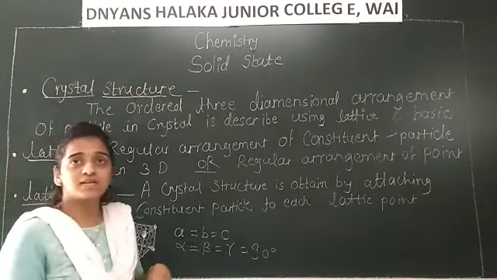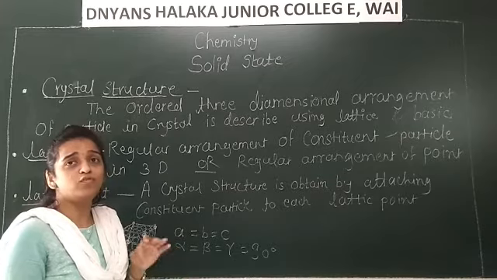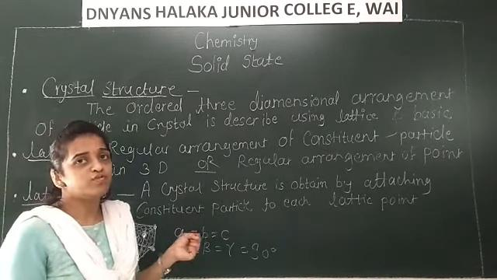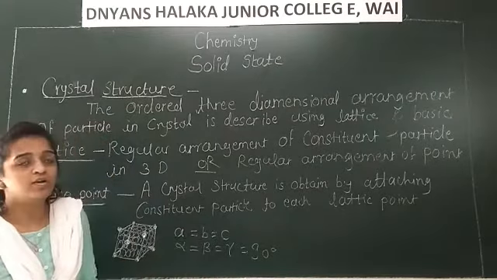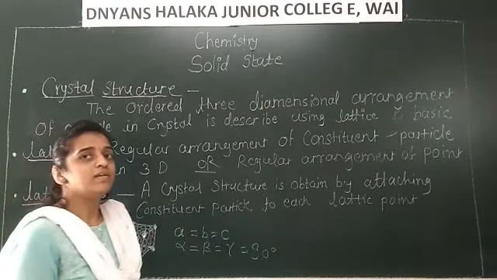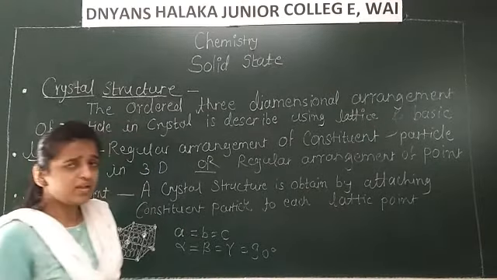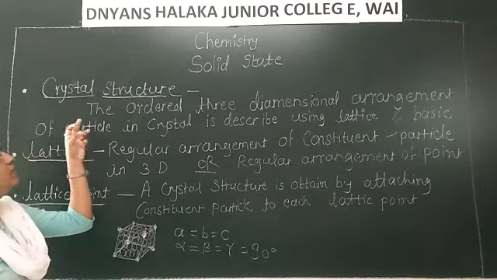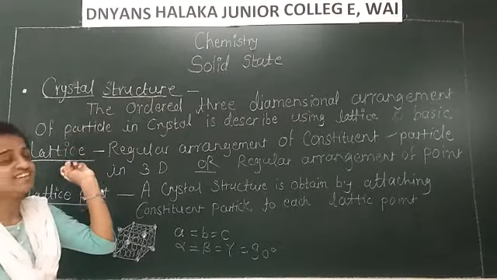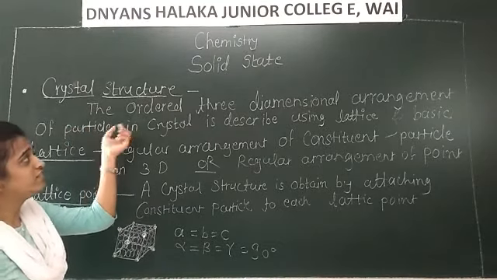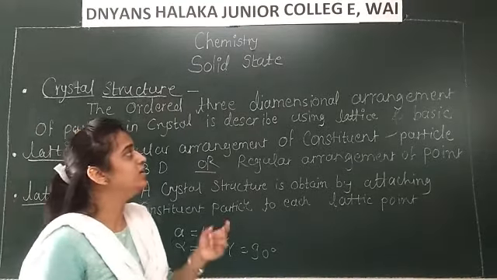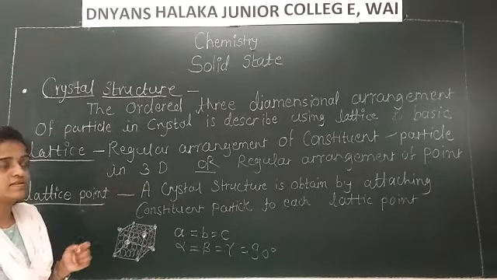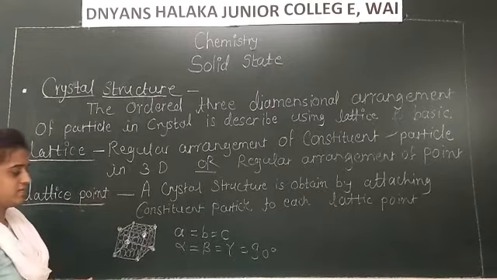So last lecture we studied crystalline, the types of solid. So types of solid: first crystalline solid, second amorphous solid, third ionic solid, fourth molecular, next metallic, and last covalent network solid. So next lecture we have crystal structure. Crystal structure. So first definition: the order of three-dimensional arrangement of particles in a crystal is described by crystal, lattice, and basis.